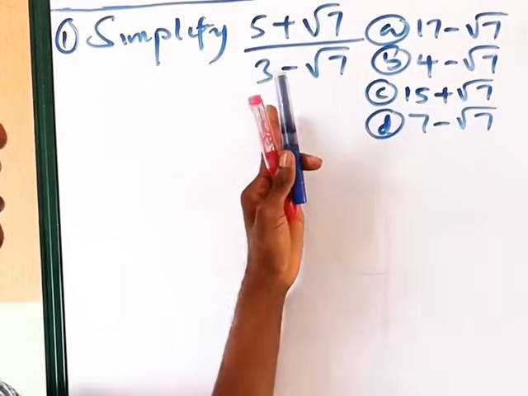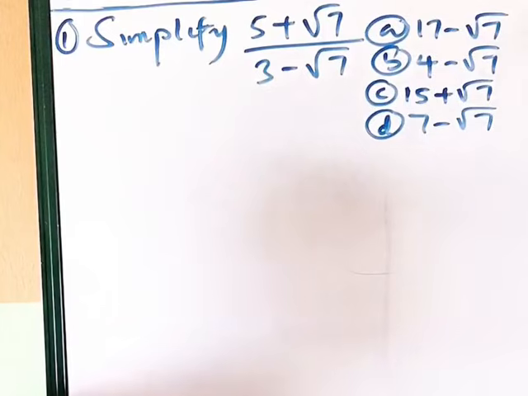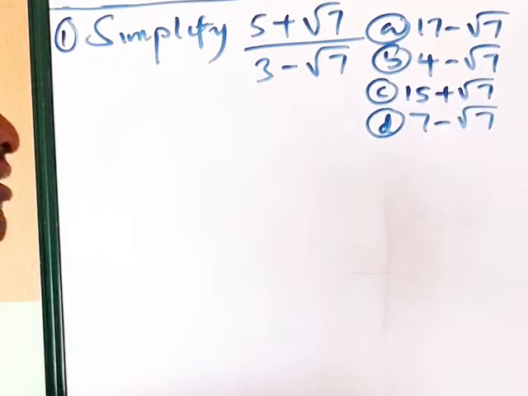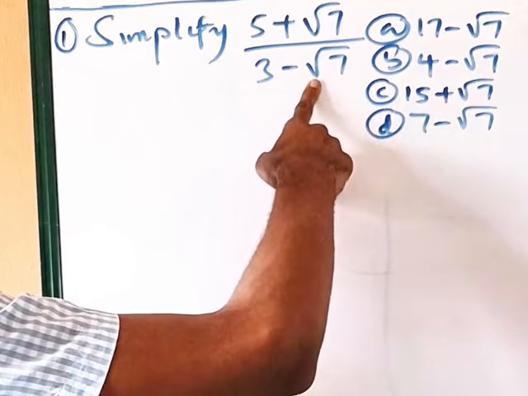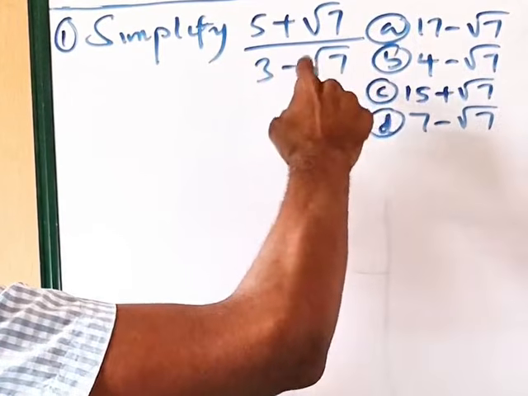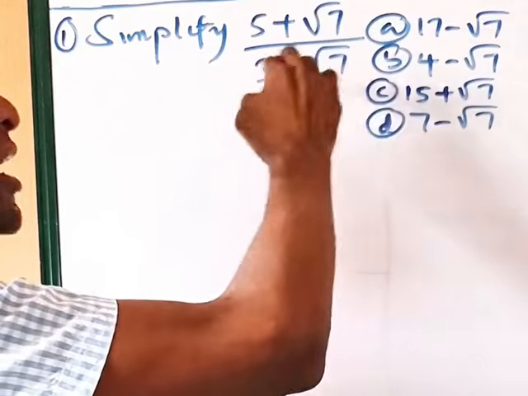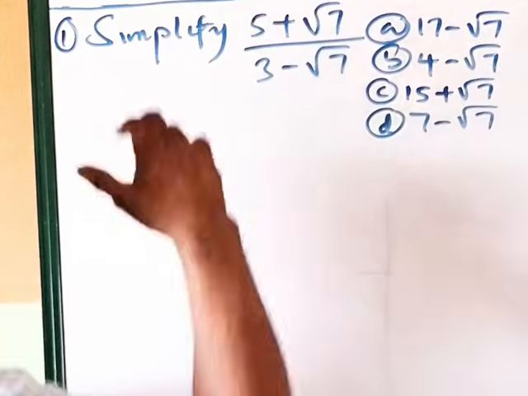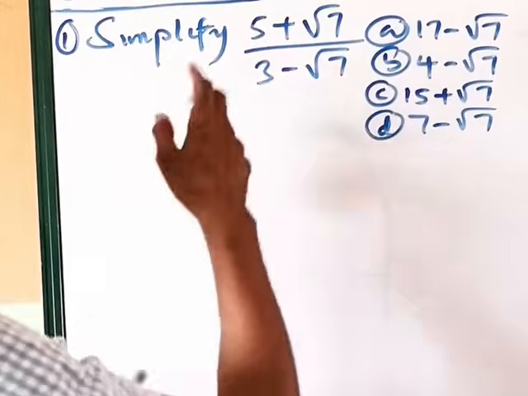So what they are simply asking you to do here is to rationalize the denominator. In mathematics, you are not allowed to have square roots in the denominator. So you have to remove the square root. So what can we do to remove the square root? You have to rationalize the denominator. So how do we do that?